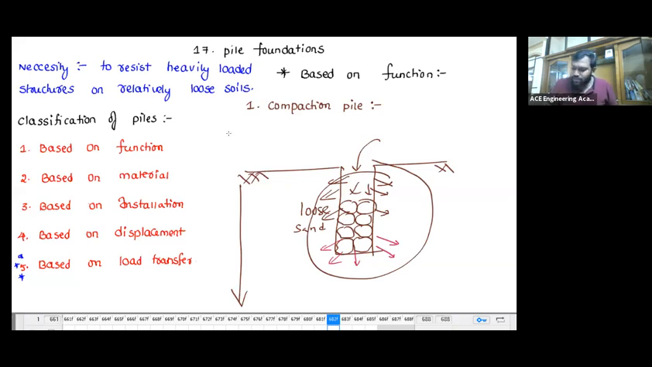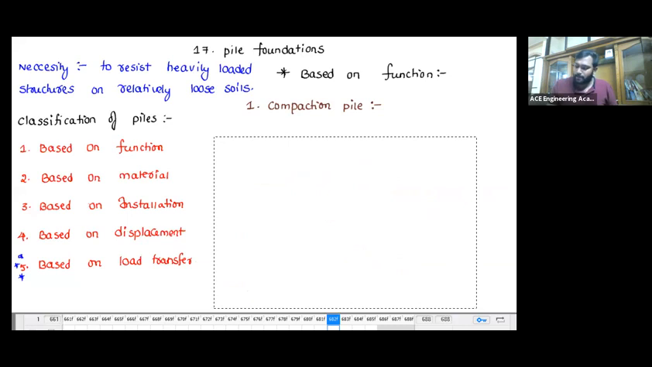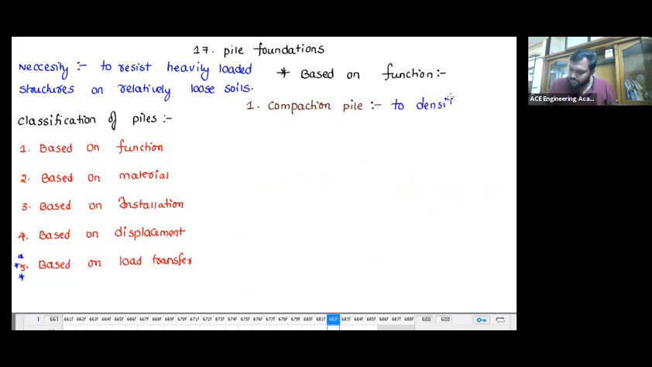So the first type of pile based on function is the compaction pile. This compaction pile is used to densify loose granular soils. Okay, so that's nothing but the compaction pile. Now, the second one.